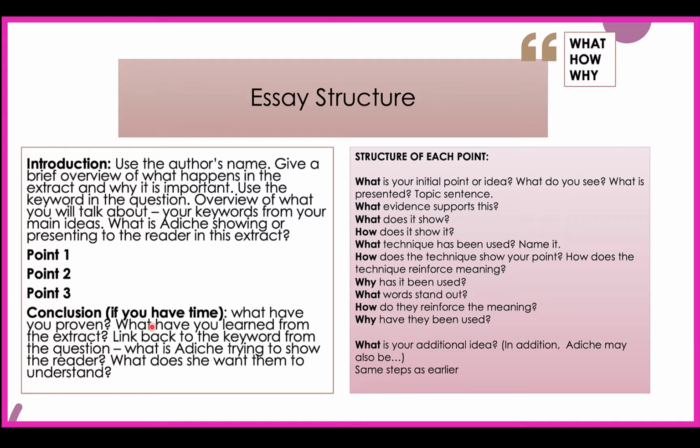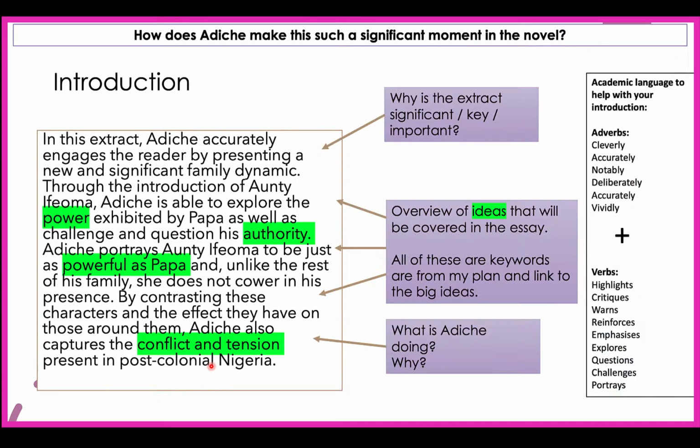And if you've got time for a conclusion, you can just write a couple of lines on what you have proven with regards to the question. In this instance, the question is how does the author present the significance of this moment in the novel? So what have you proven in terms of why it's significant? Have you learnt anything from the extract? Can you link back to any keywords in the question? Think about what Adichie is maybe trying to show the reader. What does she want you to understand?